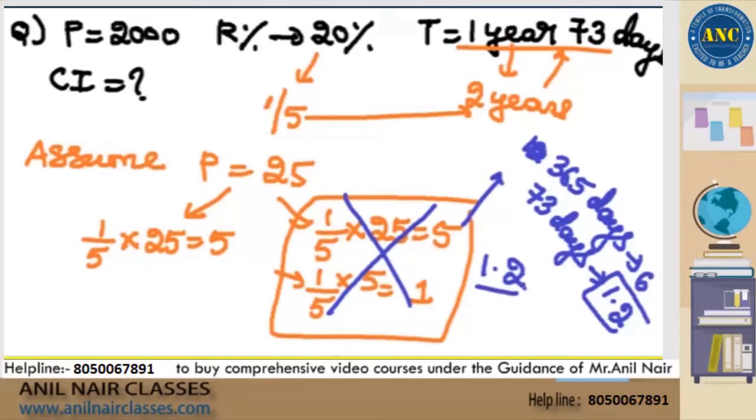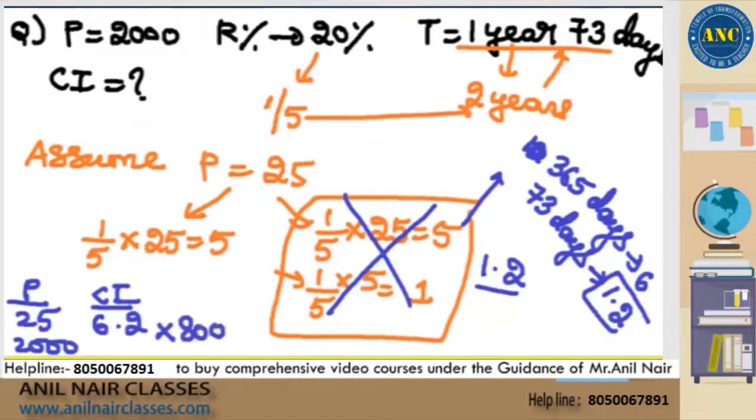6 is for 365 days. For 73 days it will be 73. 5s are 365. 6 by 5 is 1.2. So, if principal is 25, what is compound interest total? How much I got? What is 5 plus 1.2? 6.2. For 25, I got 6.2. For 2000, how much it is? 6.2 into 80. I want every student to listen to this very, very carefully, sir.